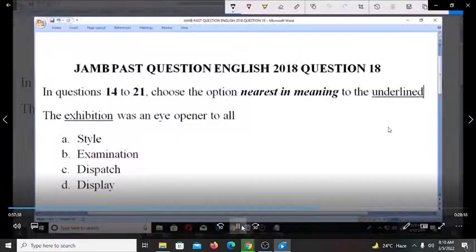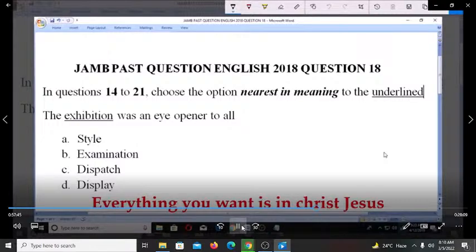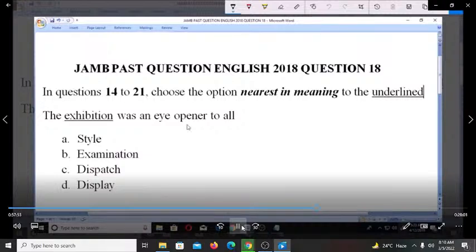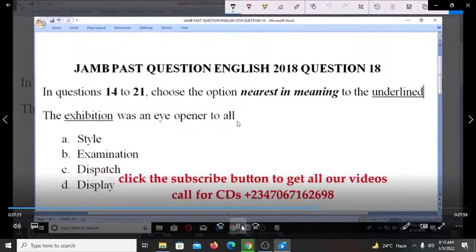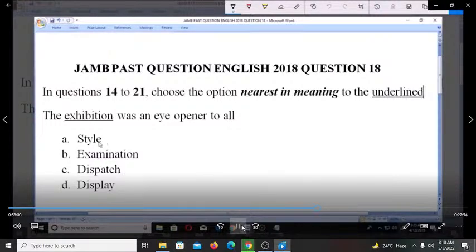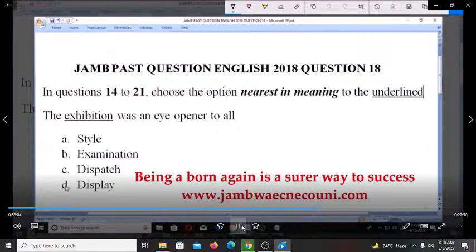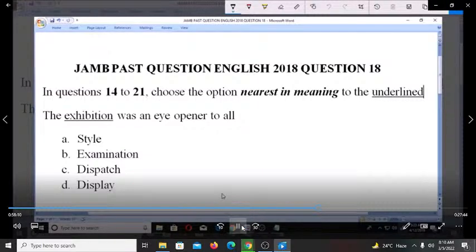Yes, let's look at this JAMB past question, English 2018, question number 18. In questions 14 to 21, choose the option nearest the meaning to the underlined. The exhibition was an eye-opener to all. The underlined word is exhibition. Options: option A, style, B, examination, C, dispatch, D, display. So which of the following has a meaning that is near to exhibition?